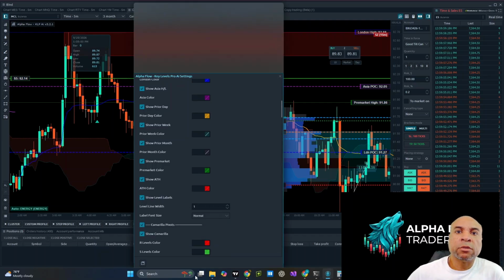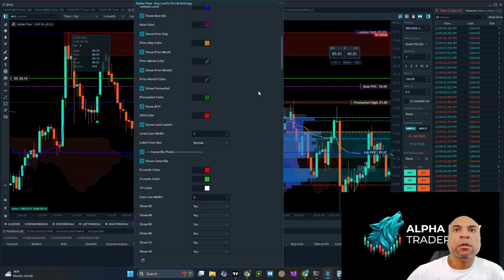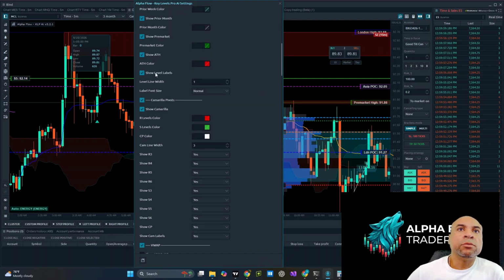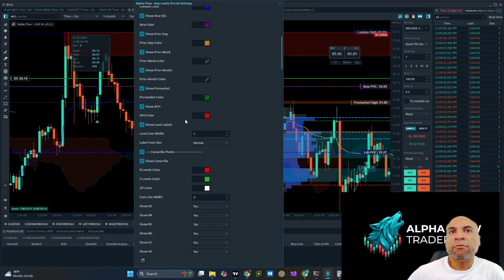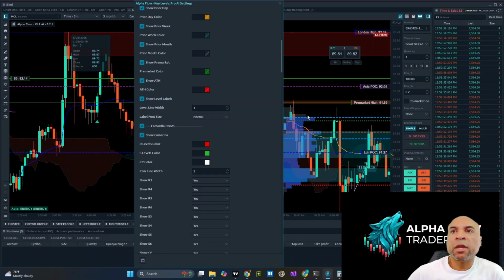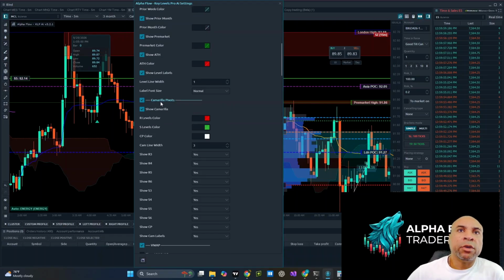Let's expand this out so we can see. Yep. All right. So yeah, show levels. If you didn't want to see the levels, a lot of this stuff, if you don't want to see it on the chart, can be taken off the chart. Your levels can be taken off. Your Camarilla pivots, which is these guys right here, your pivot lines, your support and your resistance pivot lines, they can be taken off the chart. And you can also change the colors as well.